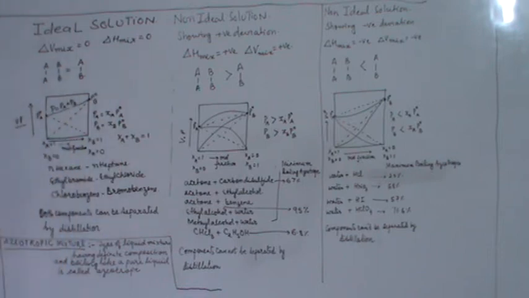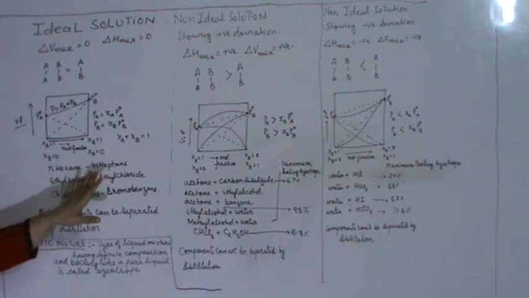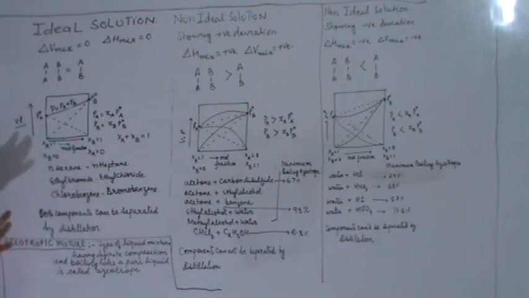Right? So we have examples for ideal solutions like n-hexane and n-heptane. When you mix n-hexane with n-heptane, the solution becomes an ideal solution, meaning it obeys Raoult's law. Similarly, we have a solution of ethyl bromide and ethyl chloride. They also behave like an ideal solution. Chlorobenzene and bromobenzene also behave like ideal solutions.